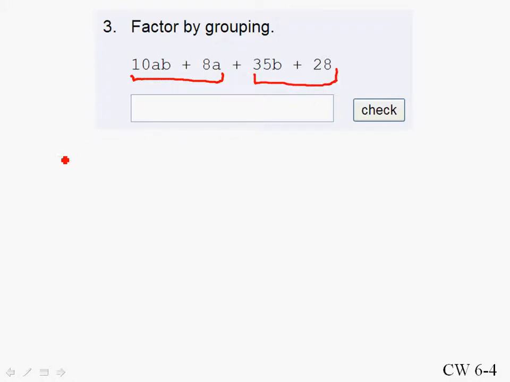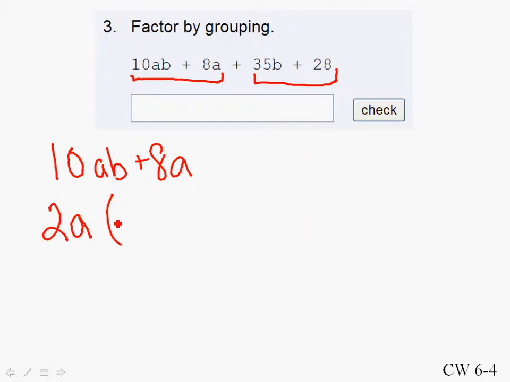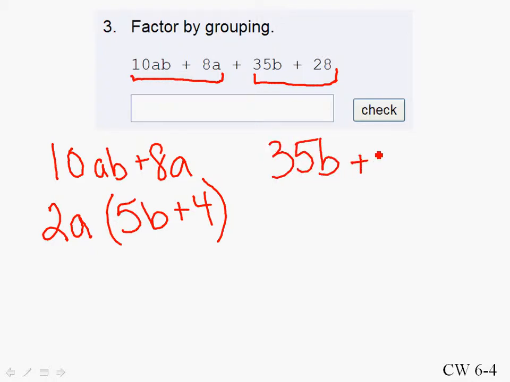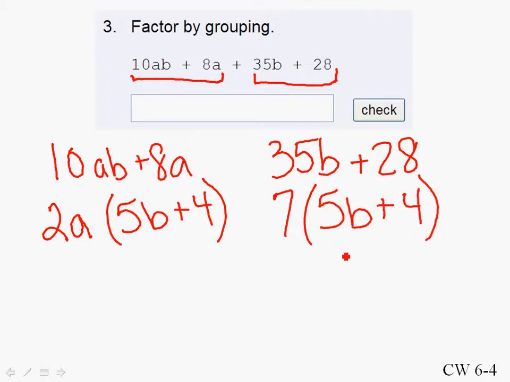So with 10ab plus 8a, my greatest common factor is 2a. When I divide 2a into each term, I'm left with 5b plus 4. Okay, with 35b plus 28, my greatest common factor is 7. When I divide 7 into each term, I'm left with 5b plus 4 as well.